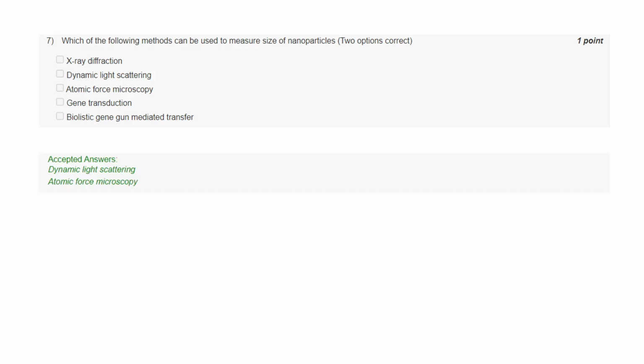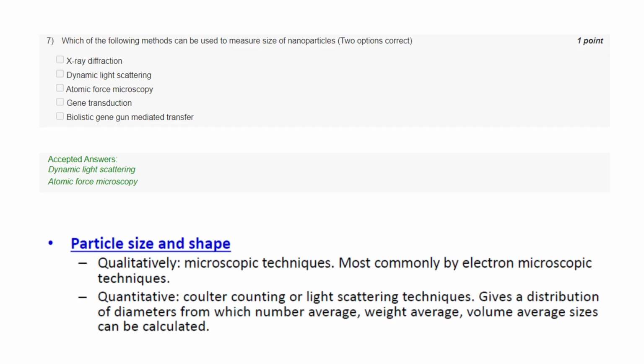Okay, let's look at the answers. Yeah, both of you are correct. DLS and AFM are used to measure the size of the nanoparticles. If you have gone through the lectures, this is a pretty straightforward question. So, particle shape and size can be determined by two methods. One is qualitative, one is quantitative, and these are the methods used for that.